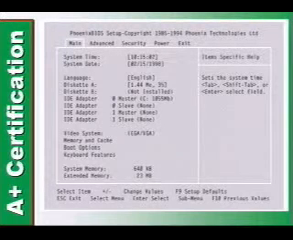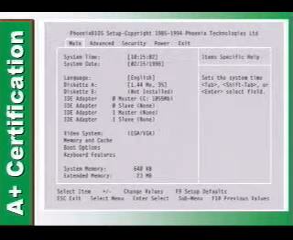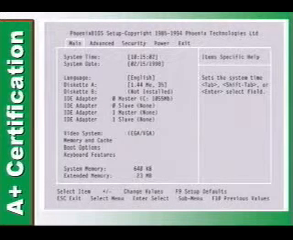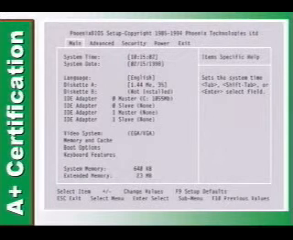The video system, EGA or VGA, which is pretty much standard right there. And you can see down here, system memory, in this case it's 640 kilobytes, and extended memory is 23 megabytes. We're going to talk a little bit about system memory, conventional memory, extended memory as we go along.